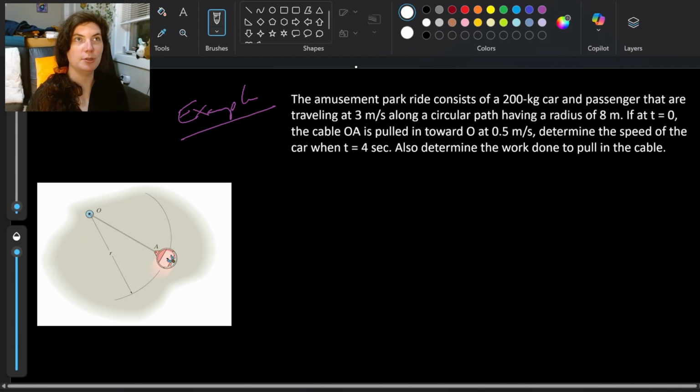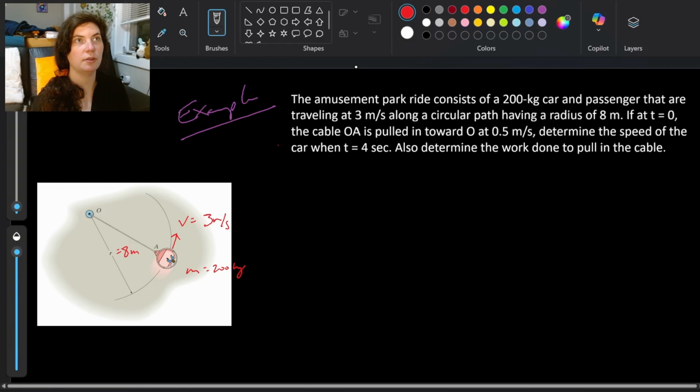In this example, we've got an amusement park ride that consists of a 200-kilogram car and passenger that are traveling at 3 meters per second along a circular path having a radius of 8 meters. On our side here, I'm going to write down some info that they give us. We've got our car traveling with that initial velocity of 3 meters per second. The mass is 200 kilograms, that's for the combo car and passenger. And then that initial radius is 8 meters.